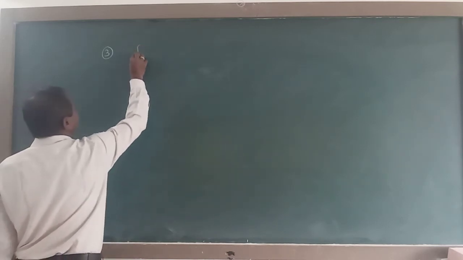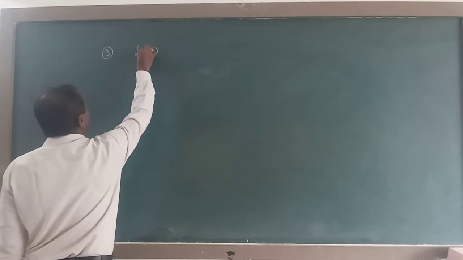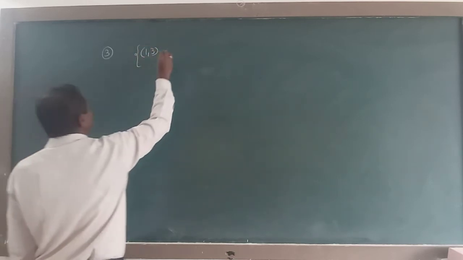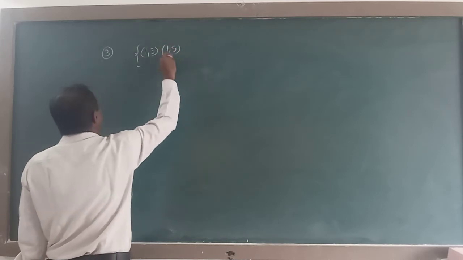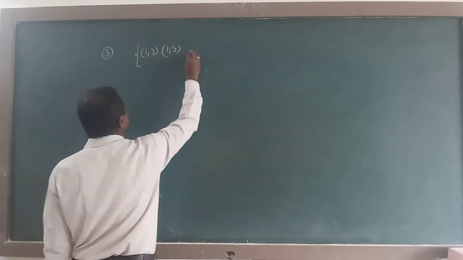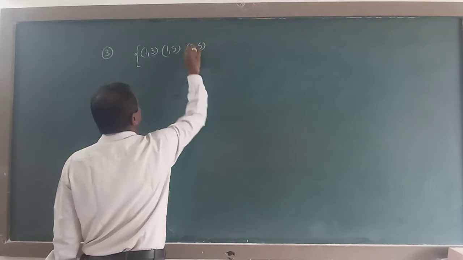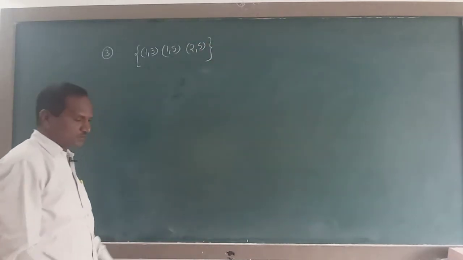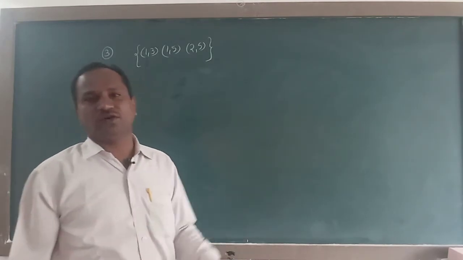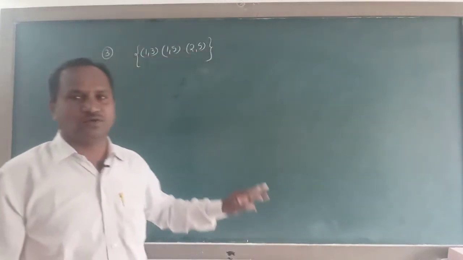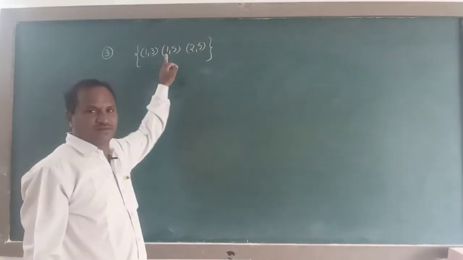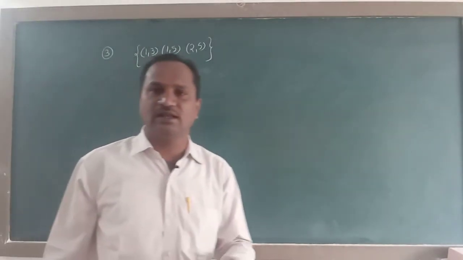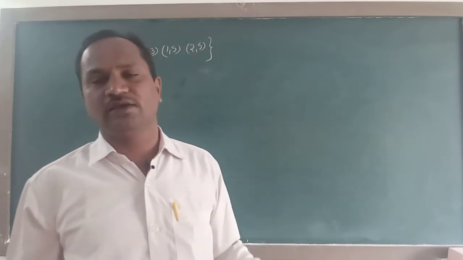Third question is the set of ordered pairs: 1 comma 3, and next one is 1 comma 5. The last ordered pair is 2 comma 5. Is it a function or not? The given relation does not form a function. How? The first coordinate 1 is repeated twice here. When it is repeated twice, we can easily tell that the relation does not form a function.